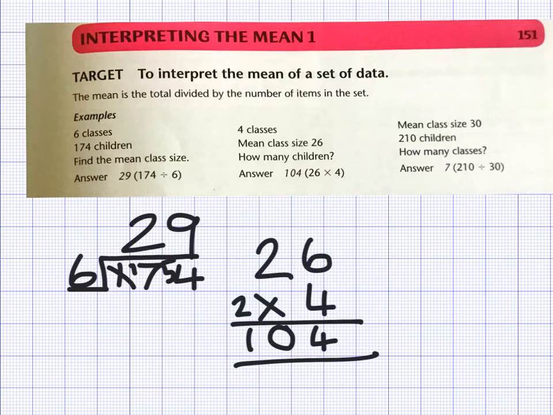In the second example, it says there's 4 classes, and the mean class size is 26. So this time it's 26 multiplied by 4, which gives us the total number of children, which is 104. In our final one, it says the mean class size is 30 with 210 children. How many classes? Again, it's a division, 210 divided by 30, and that gives you 7.